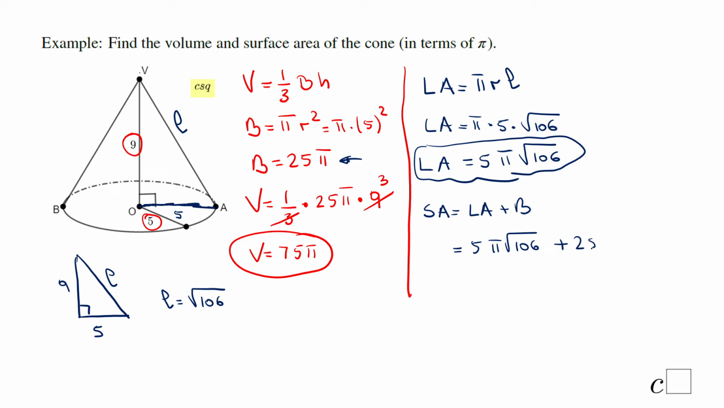I'm going to leave the answer exactly like this. You cannot combine these two expressions. The only thing you can do is just factor out 5 pi if you want, but I think I'm going to leave it like this. This is the surface area. If you need to evaluate, obviously you need a calculator.